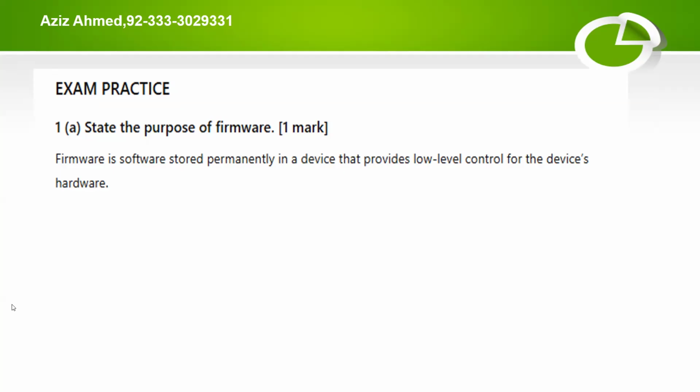See this one. Firmware is software stored permanently in a device that provides low-level control for the device hardware. So what have you written? A built-in software that tells the device how to start and run. You do not need to write this; you should write the basic purpose. Firmware is software stored permanently in a device that provides low-level control for the device hardware.